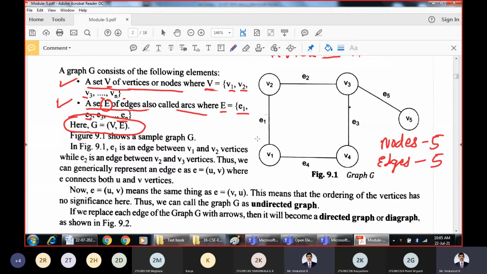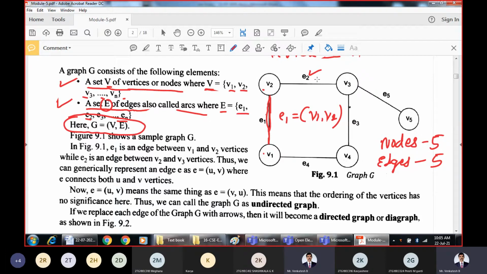Right? So now, how is the edge defined? An edge is always defined by the combination of 2 vertices. For example, this edge is E1. E1 is a name given for that, but how is it defined? V1, V2. That means E1 is an edge joining 2 vertices V1 and V2.